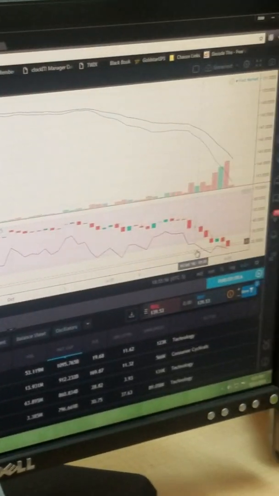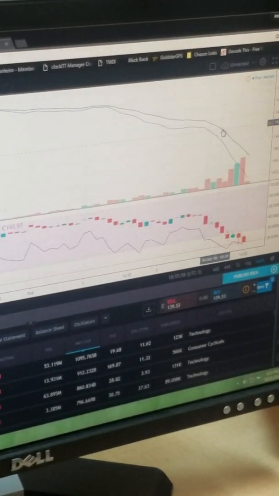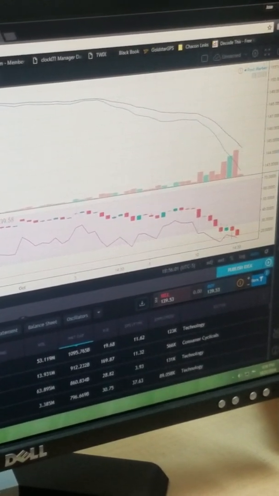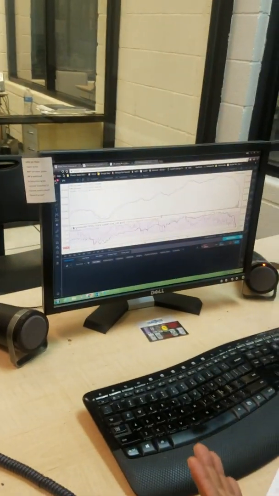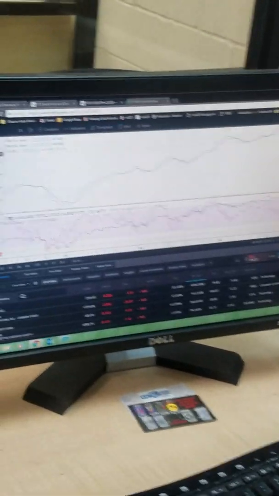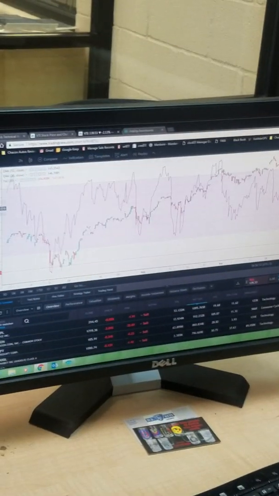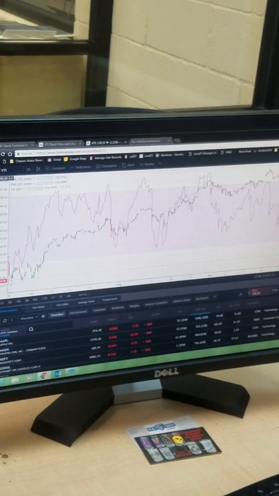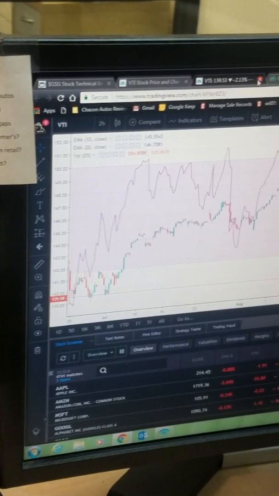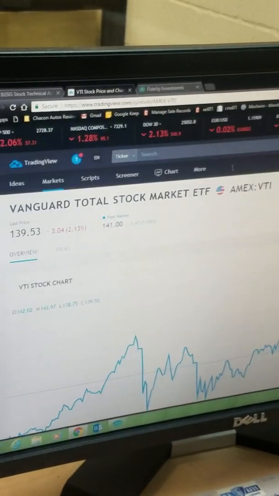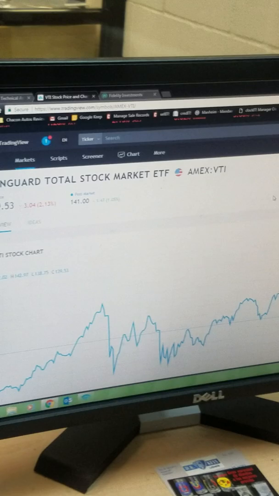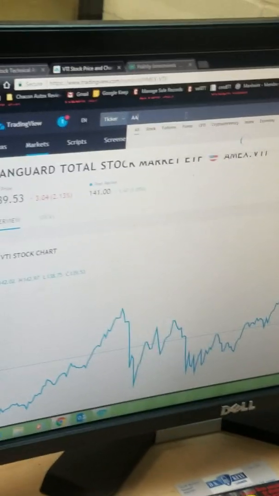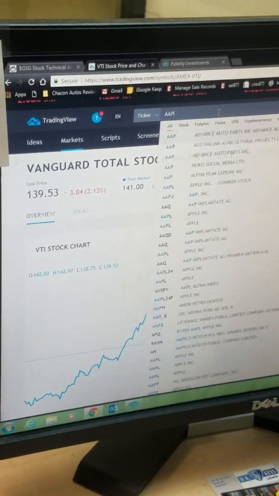There's nothing that can happen that's going to get you hurt as long as you tighten up on your stop losses and all that good stuff. Hold on a second, let me refresh this. So what you want to do, for instance, let's say you're looking at Apple and you want to trade Apple. It's AAPL.